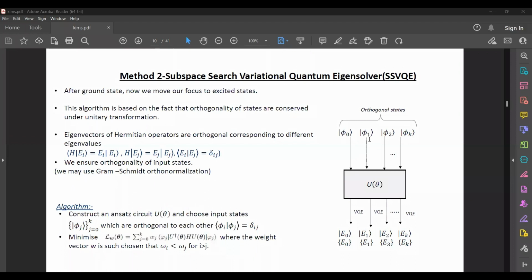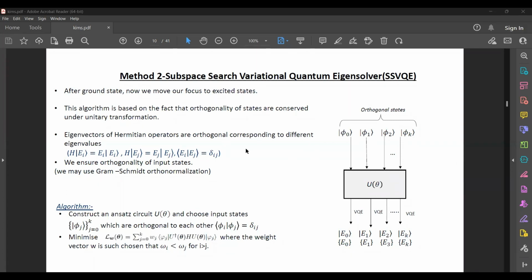So phi 0, phi 1, phi 2, these are all orthonormal to each other. And after I apply U of theta over them, I get E0, E1, E2, all the eigenstates corresponding to different eigenvalues, which are again orthonormal to each other. Say for instance, if you think of the harmonic oscillator, the ground state of the harmonic oscillator is a cos function, and the first excited state is a sine function. So both of them are orthonormal to each other.